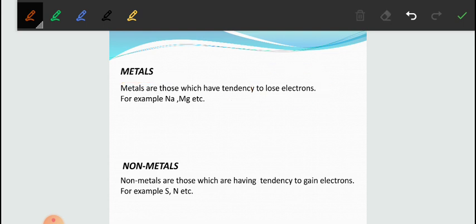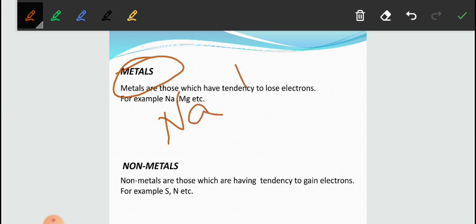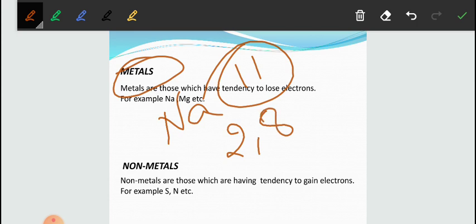Means elements which are basically having a tendency to lose electrons, like which are having valency of 1, 2 and 3, they will lose electrons, so they will be categorized as metals. For example, sodium. The atomic number of sodium is 11. I can write the electronic configuration of sodium as 2, 8, 1. So it can lose one electron to become stable. So when an element loses electrons, it is categorized as a metal.